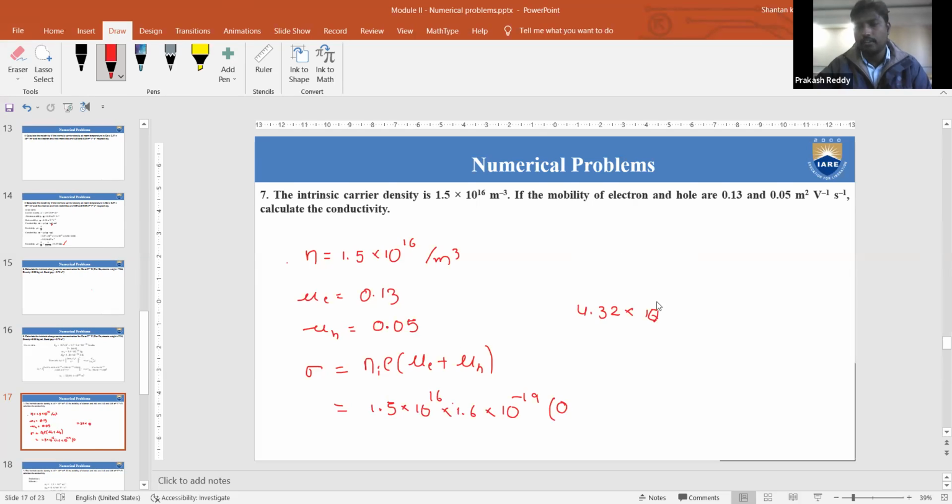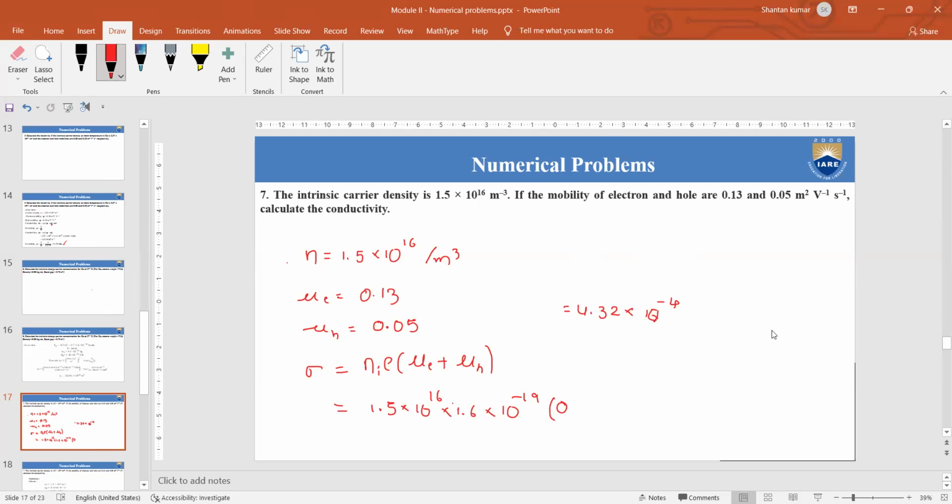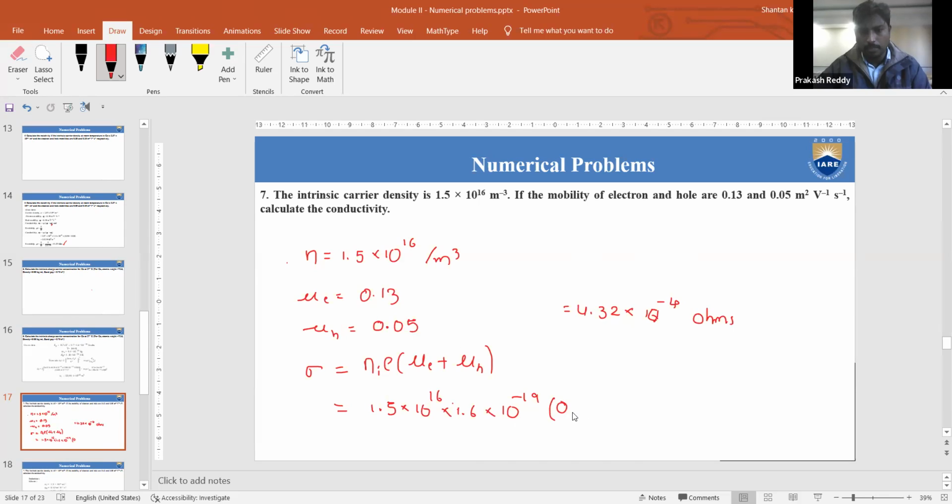What are the units for conductivity? Ohms. Okay. So 1.6 into 10 power minus 19 and 0.13 plus 0.05. Then it will be very easy to solve. So I think the problem is solved. We get 4.32 into 10 power minus 4 ohms.